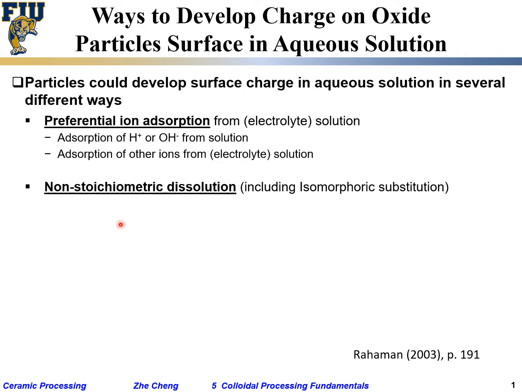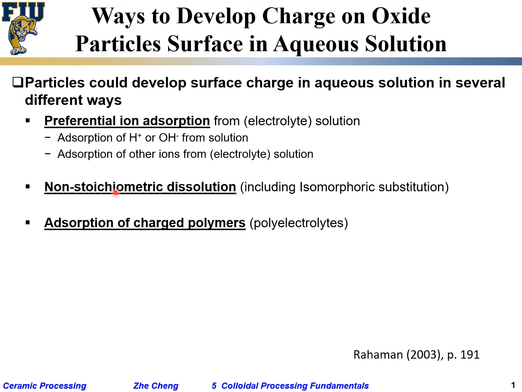Even for neutral particles, we may have so-called non-stoichiometric dissolution. My particles will always have some solubility within the suspension, within the solvent. You think any material would have some solubility, except in some cases the solubility is pretty low. But in some cases, it's so-called non-stoichiometric. Preferably, certain ions dissolve out, certain ions stay on the surface, and as a result, the particle surface will also be charged. We'll talk about that.